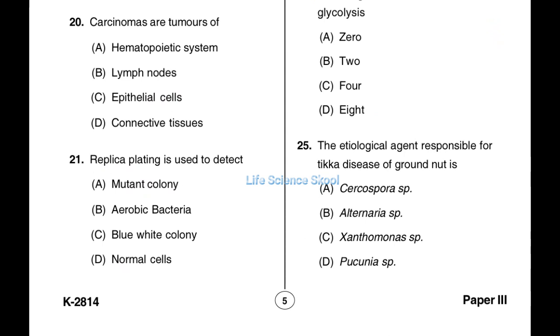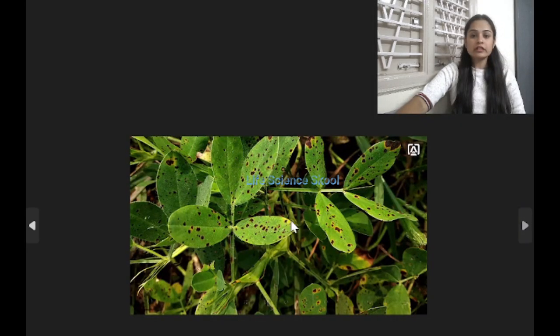The etiological agent responsible for tikka disease of the groundnut is option A Cercospora species, option B Alternaria, option C Xanthomonas species, option D Puccinia species. Tikka disease of the groundnut means when the groundnut leaves have these black-brown colour spots, we call it tikka disease. Okay, this tikka disease is caused by Cercospora species.